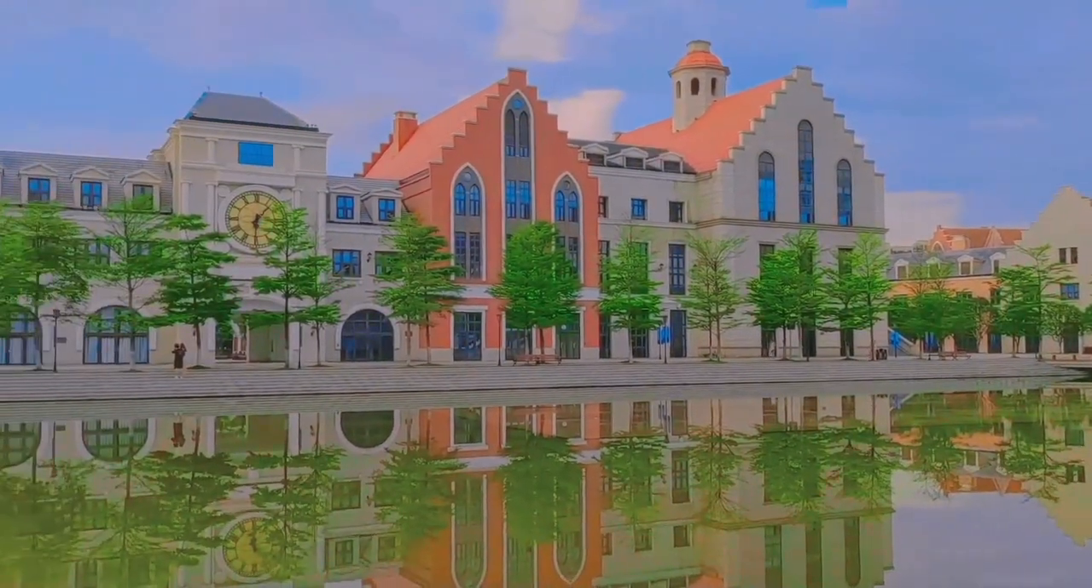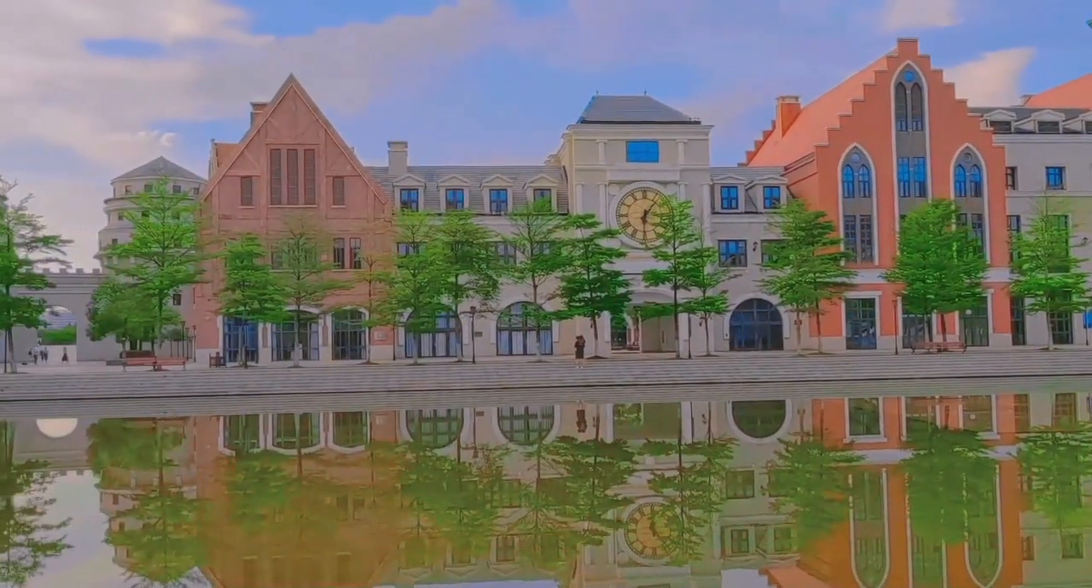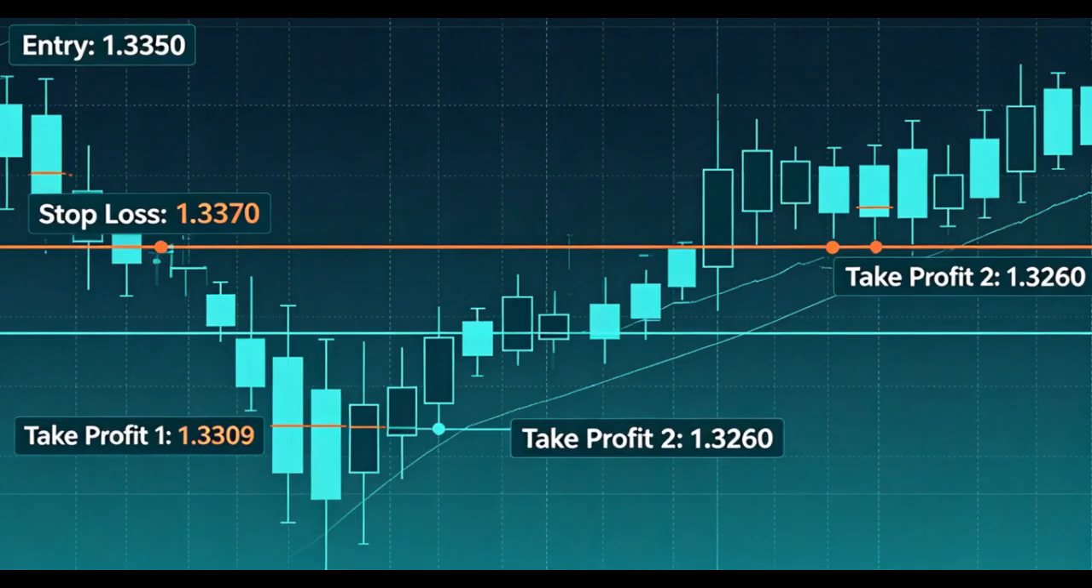Most people skip this section. That's exactly where the money is made. Keep watching, because these three setups are mapped to real liquidity levels that the algorithms are tracking.